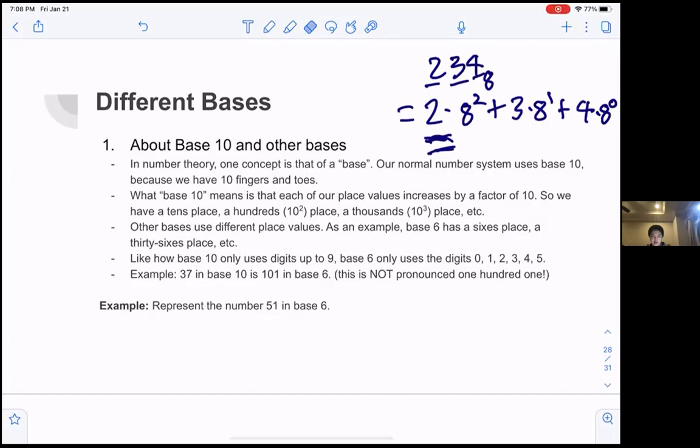So anyways, let's calculate this quickly. So this is 128, right? Plus 24 plus 4, 156 should be our answer. Okay.